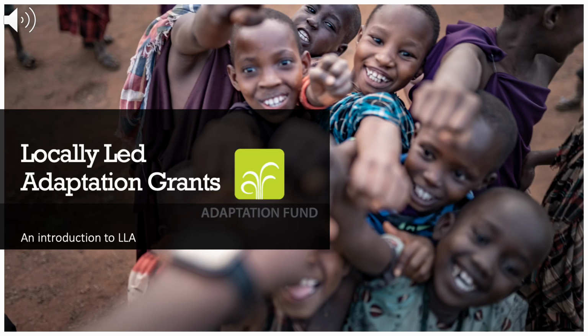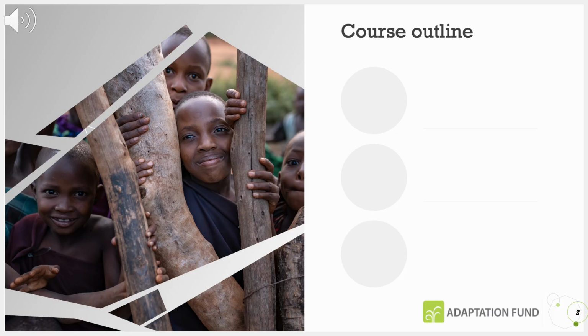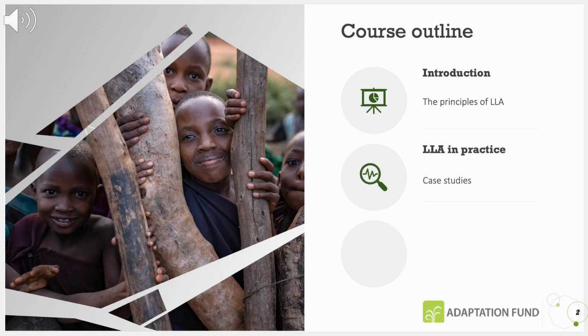Welcome to the Adaptation Fund's training course on locally led adaptation grants, an introduction to LLA. The course has 3 sections. First, an introduction to locally led adaptation, referred to as LLA. Second, case studies of successful LLA projects. And third, access to resources to support LLA project development. There is a review section at the end of the training. The full training takes 15 minutes to complete.